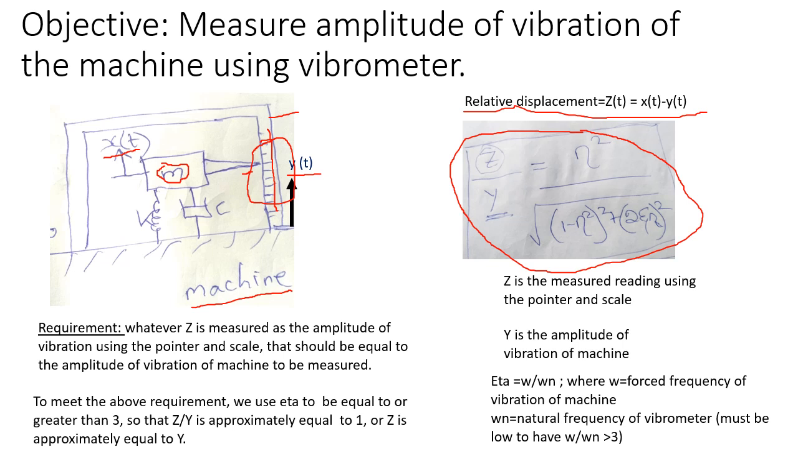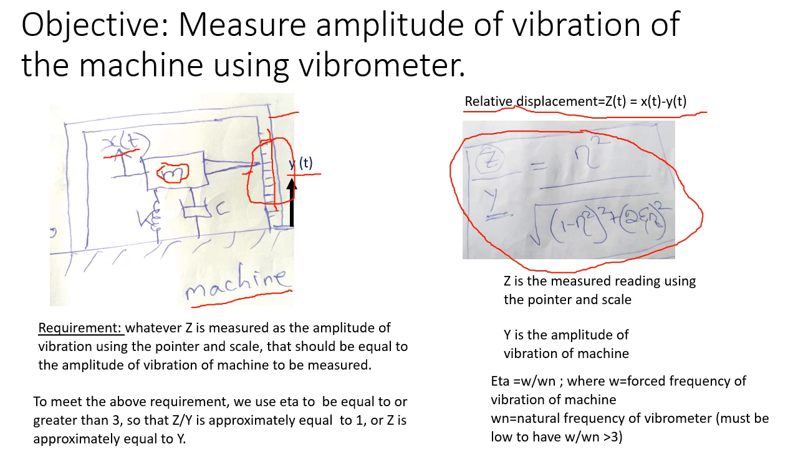So what is the requirement? Whatever z is measured as the amplitude of vibration using the pointer and scale, that should be equal to the amplitude of vibration of the machine to be measured. I'll just give an example, something not related to vibrations. Suppose you take a thermometer and you want to measure the temperature of the water. If the water temperature is say 50 degrees centigrade, how much do you expect the thermometer to show? Again, it should show 50 degrees centigrade. You don't want it to show 70 degrees centigrade and then relate that with some value, correct?